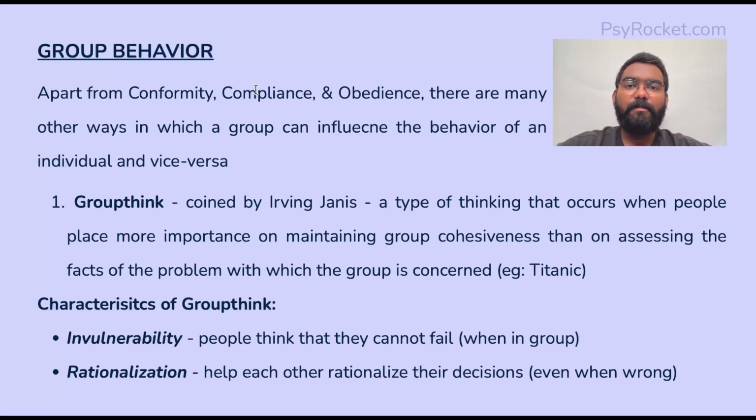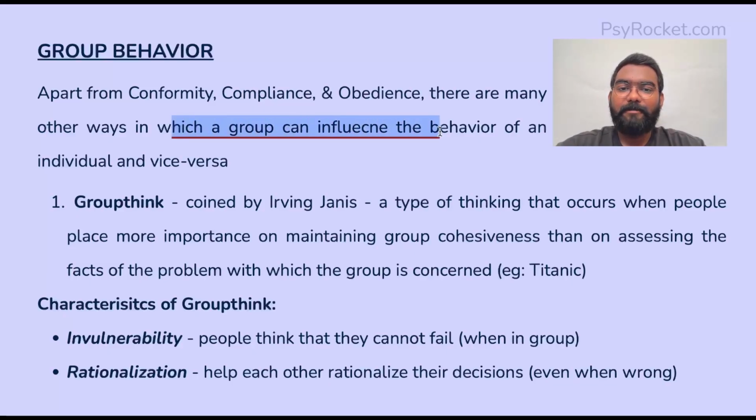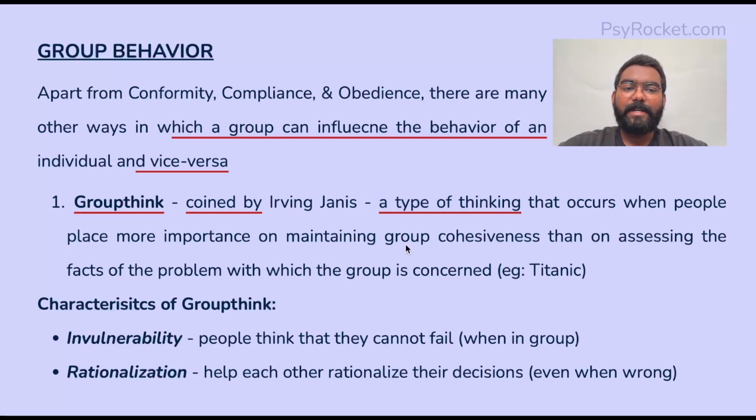Now, coming to the last unit in social influence, group behavior. Until now, we have learned about conformity, compliance, and obedience. But there are many other ways in which a group can influence the behavior of an individual and vice versa. One of them is groupthink. So what is groupthink? It is a type of thinking that occurs when people place more importance on maintaining group cohesiveness than on assessing the facts of the problem with which the group is concerned.